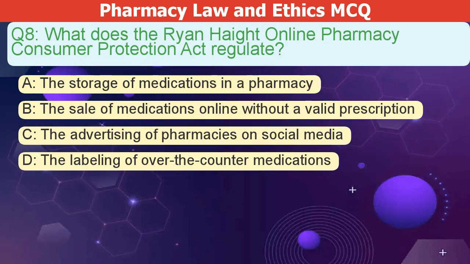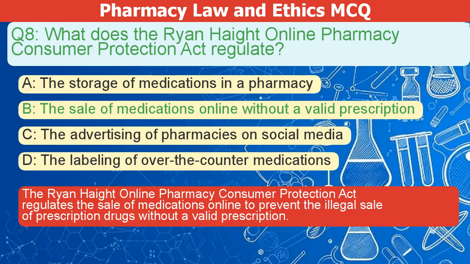What does the Ryan-Haight Online Pharmacy Consumer Protection Act regulate? A. The storage of medications in a pharmacy. B. The sale of medications online without a valid prescription. C. The advertising of pharmacies on social media. D. The labeling of over-the-counter medications. The correct answer is B. The Ryan-Haight Online Pharmacy Consumer Protection Act regulates the sale of medications online to prevent the illegal sale of prescription drugs without a valid prescription.